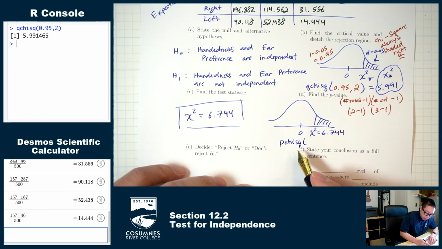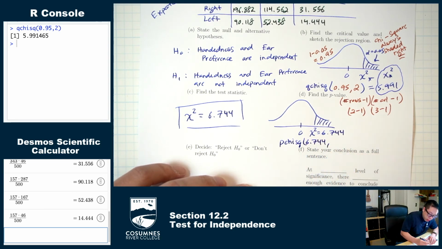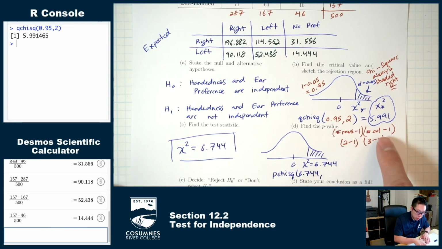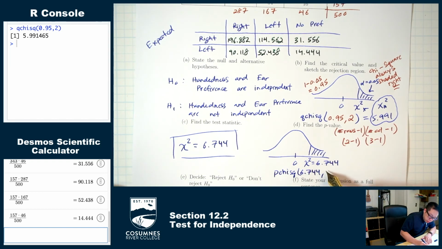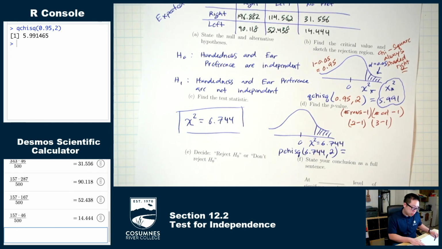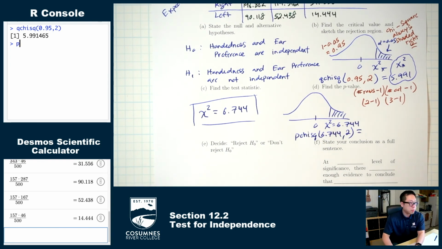Okay, p chi-square was 6.744. Comma df, so same df that we used in part B is the number of rows minus 1 times the number of columns minus 1, which we found was 2. We're going to do p chi-square 6.744 comma 2. 0.966.